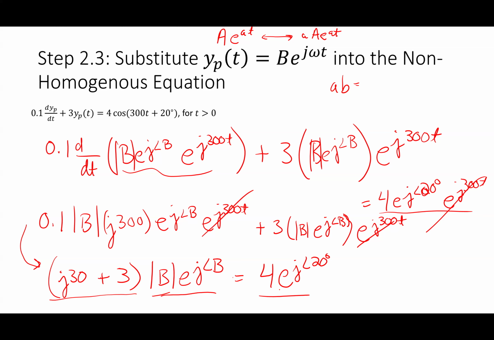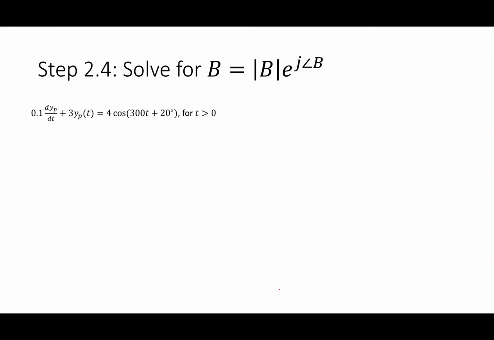And what do I know about the angles? The angles of the two sum to the angle of the other. Okay, so how do I turn that into something useful? I'm going to solve for the components of this. So what do I have? I had 30j plus 3 times magnitude of B, e to the j angle B equals 4 e to the j 20 degrees.